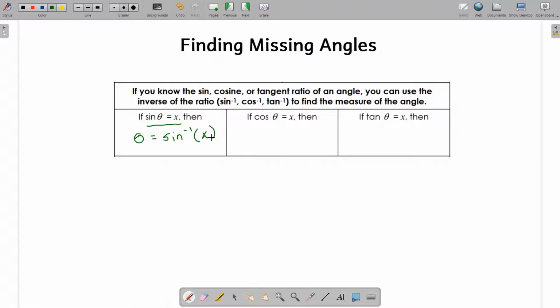Okay, same for cosine theta. If I'm solving for theta here, I'm going to have to do inverse cosine to both sides, which will give me this. And for tangent, I would do inverse tan on both sides. So again, to access those, you're going to hit second sine, second cosine, second tangent, whichever one you need. That's how you access those on your calculator. So let's see how we use those.